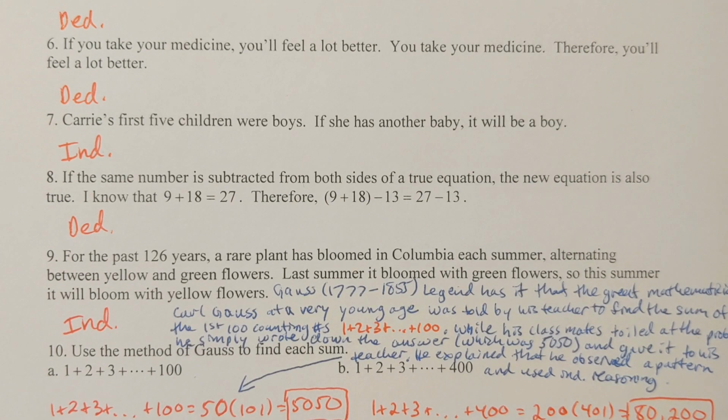Problem 8. If the same number is subtracted from both sides of a true equation, then the new equation is also true. I know that 9 plus 18 is 27. Therefore, 9 plus 18 minus 13 is equal to 27 minus 13. So that would be an example of deductive reasoning.